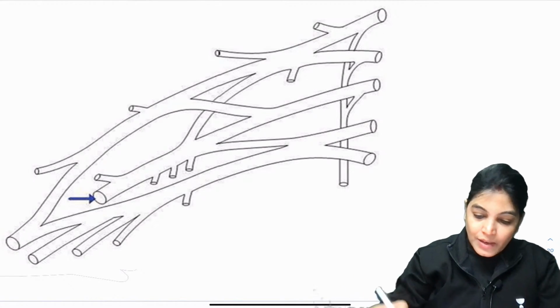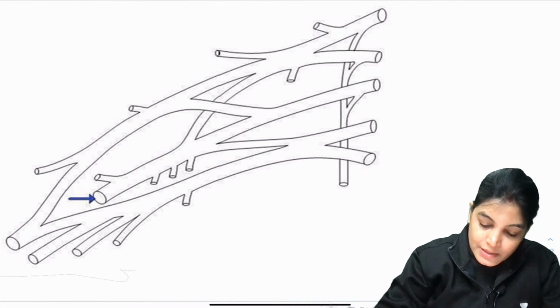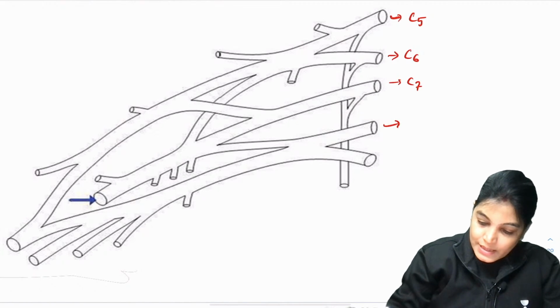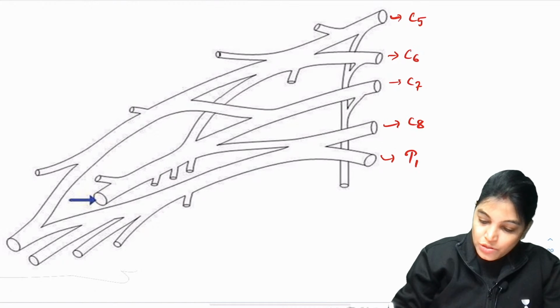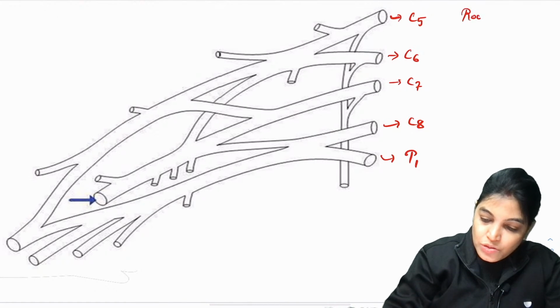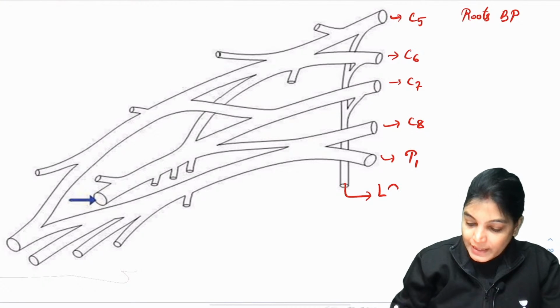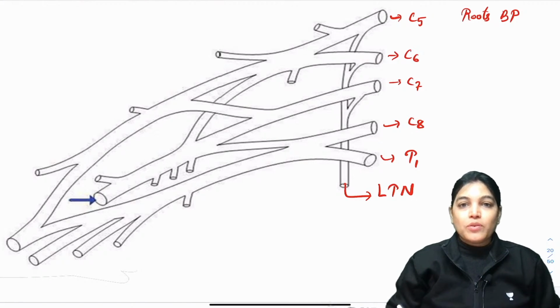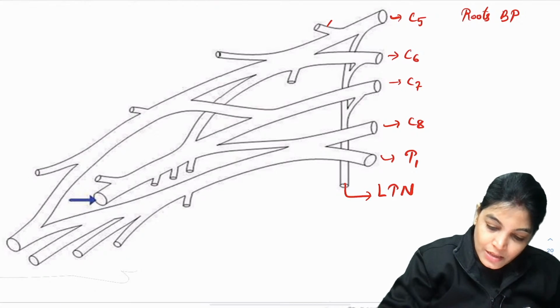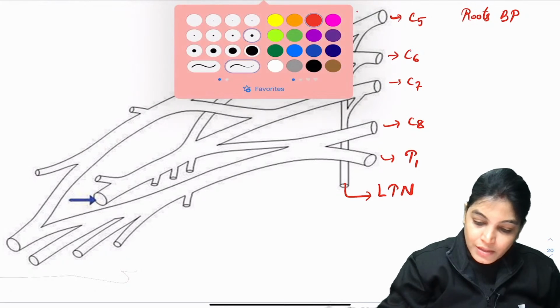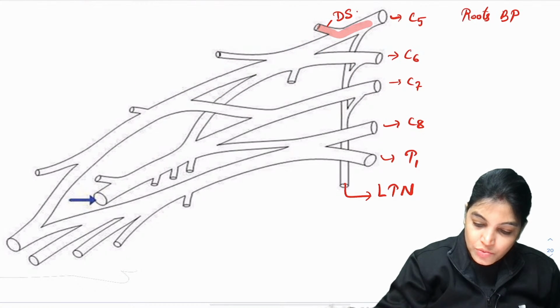It's the radial nerve. Firstly, we will see here, this is C5, this is C6, this is C7, this is C8, and this is T1. These are the roots of the brachial plexus, and here the branch of the nerve will be LTN, long thoracic nerve. I will write in short form. And this is the DS, meaning dorsal scapular nerve. If I talk about the roots, I will just use this red color for the roots. So, these are the roots.